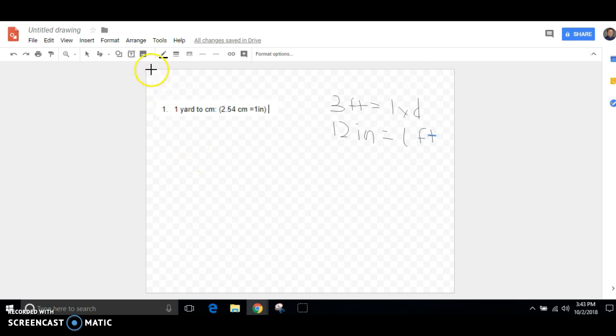So we're first going to go ahead and start off our T-chart. And the information I have here is 1 yard. So go ahead and write 1 yard in there for us. And from all this information I have, it looks like I can get rid of yard into feet at least.